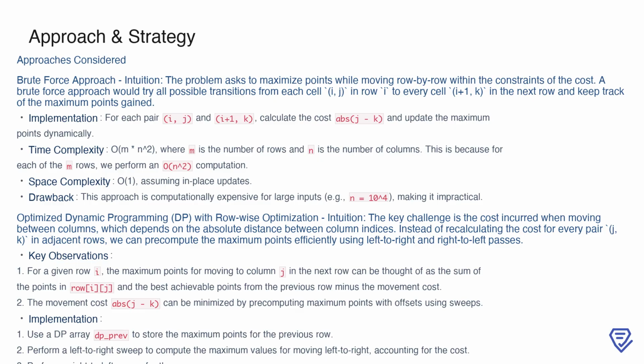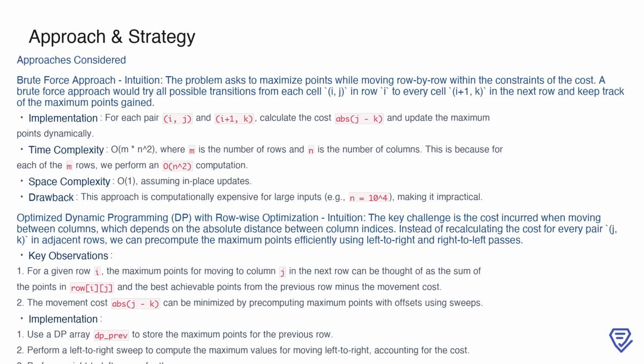Instead, we turn to an optimized dynamic programming approach. This method focuses on reducing redundant computations by leveraging the structure of the problem. Specifically, we observe that the movement cost between columns can be pre-computed efficiently using two linear sweeps, one from left to right and another from right to left.